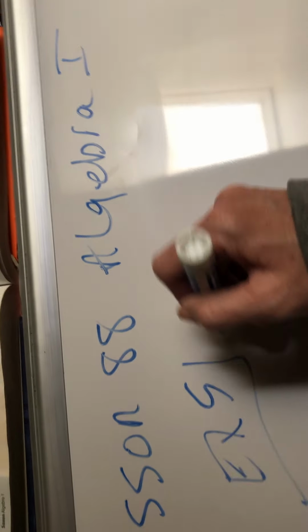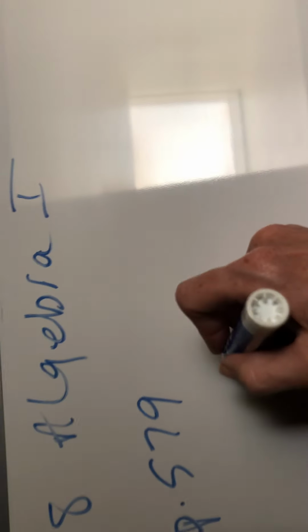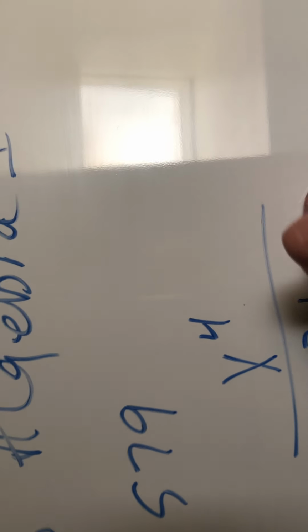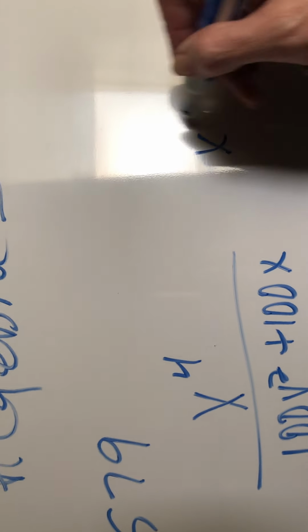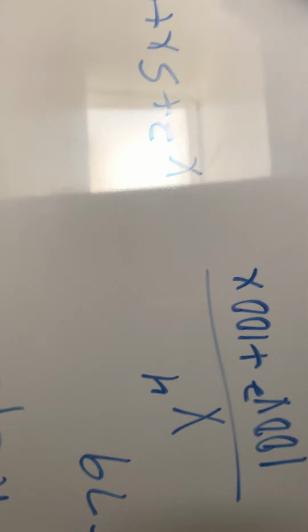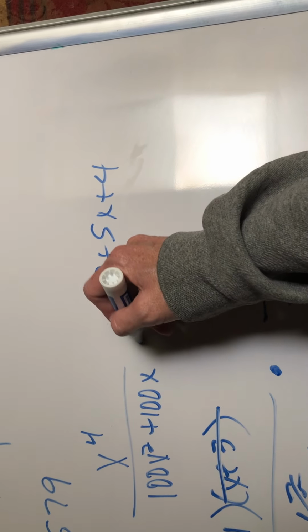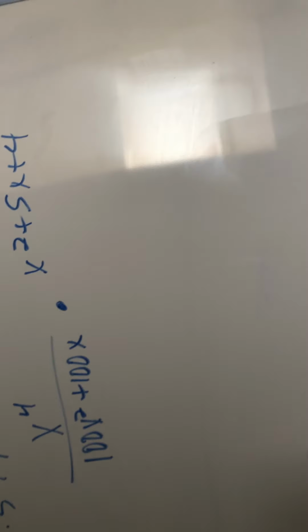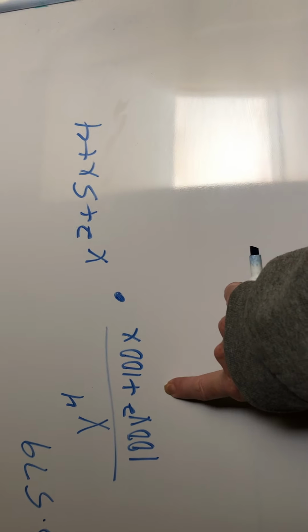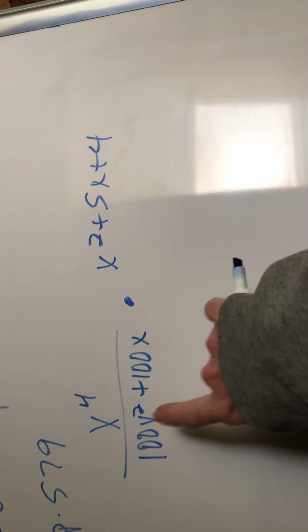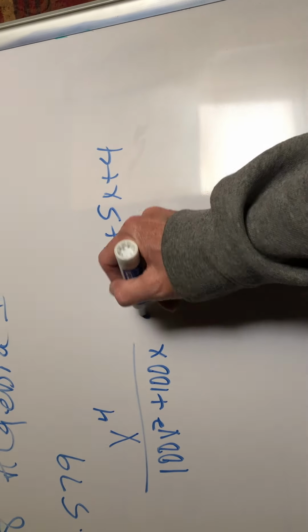Okay, then the last one I want to show you is example 5 on page 579 in your books. We've got a business that makes a profit of x to the 4th over 100x squared plus 100x for each item sold. There are x squared plus 5x plus 4 items sold. You want the total profit, so you're going to multiply those two, which means you've got to factor everything and see if you can cancel. But it makes a profit on each item sold, and this is the number of items, so you'd have to do the profit per item times the items to get the total profit.